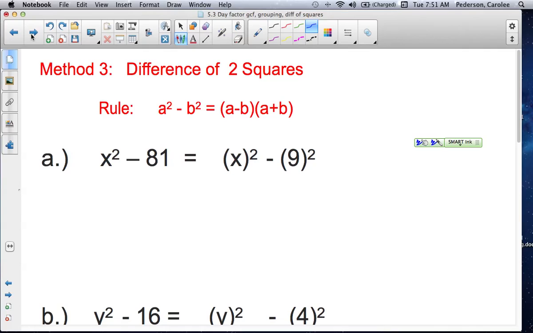Here's our last method. Our last method is factoring by the difference of 2 squares. I do want you to write these examples down and this rule. When you have 2 terms, and these 2 terms are both squared, and there's a subtraction sign between them, you can quickly factor them as a minus b and then a plus b.